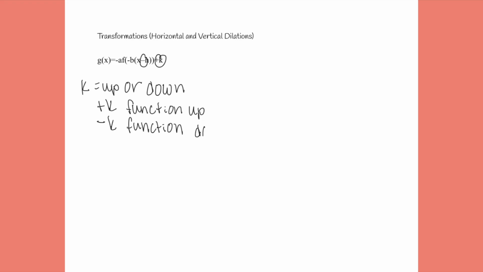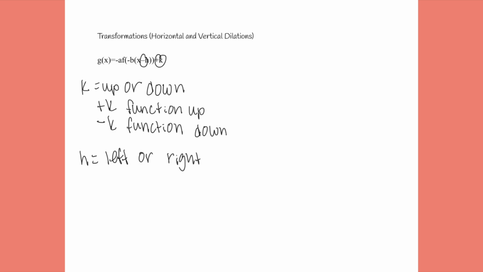So if k is positive 1, the function moves up 1. If it's positive 2, up 2. If it's negative 2, down 2. Negative 1, down 1. Now what about h? H controls if a function goes left or right. And you can tell which value is k and which one is h because k is outside the parentheses, h is directly added to or subtracted from x.